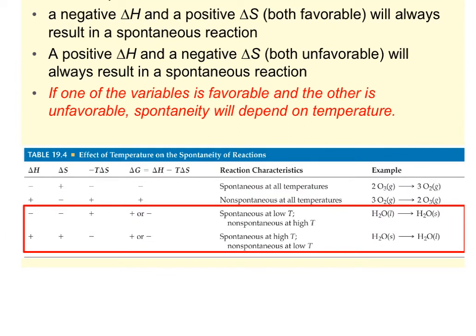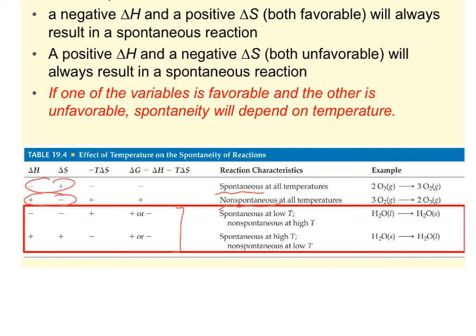The chart at the bottom of this slide shows all the possibilities. And we have talked about if both delta H and delta S are favorable, then the process will be spontaneous at all temperatures. If they are both unfavorable, the process will be non-spontaneous at all temperatures. Here are the ones that require some real thought.